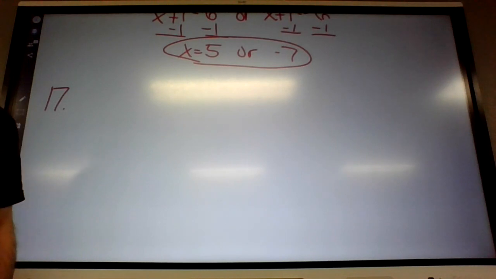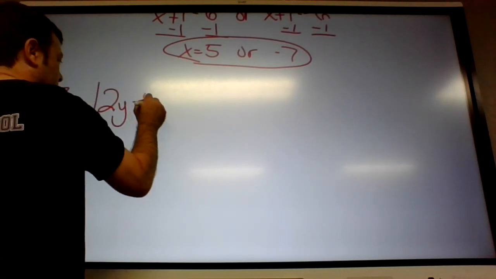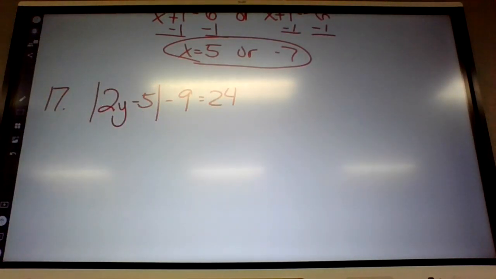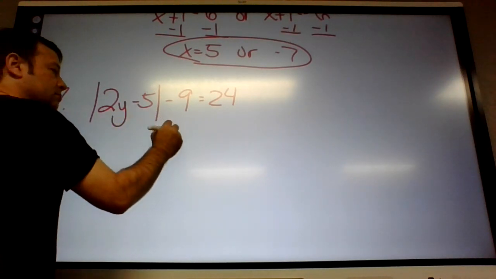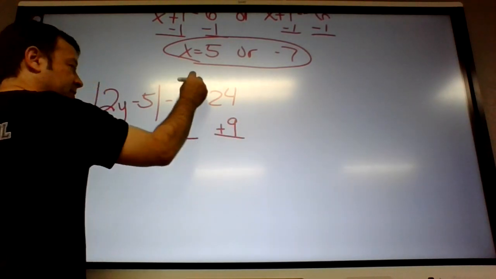Number 17, kind of like it. 2y minus y minus 9. So, Avery, what should we do first? We'll get the absolute value by itself on the left side.